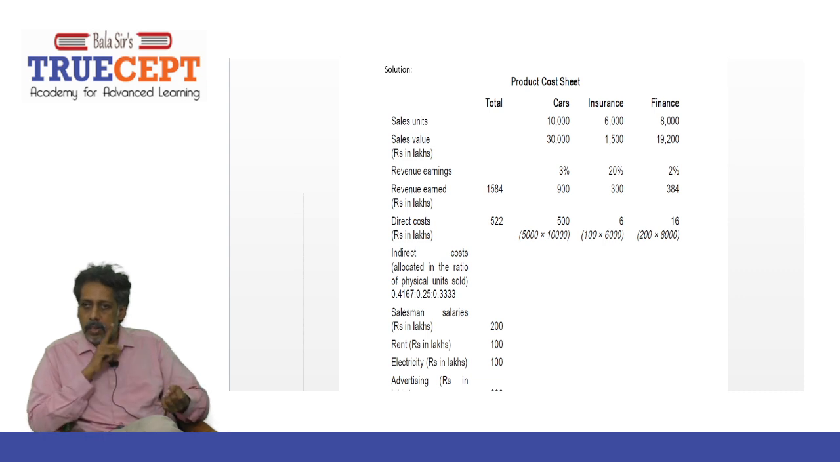and 8,000 loans have been issued. Next, sales value, rupees in lakhs. As given: 30,000, 1,500, 19,200. Those are the sale values. That's a gross amount, but you will not earn that money.